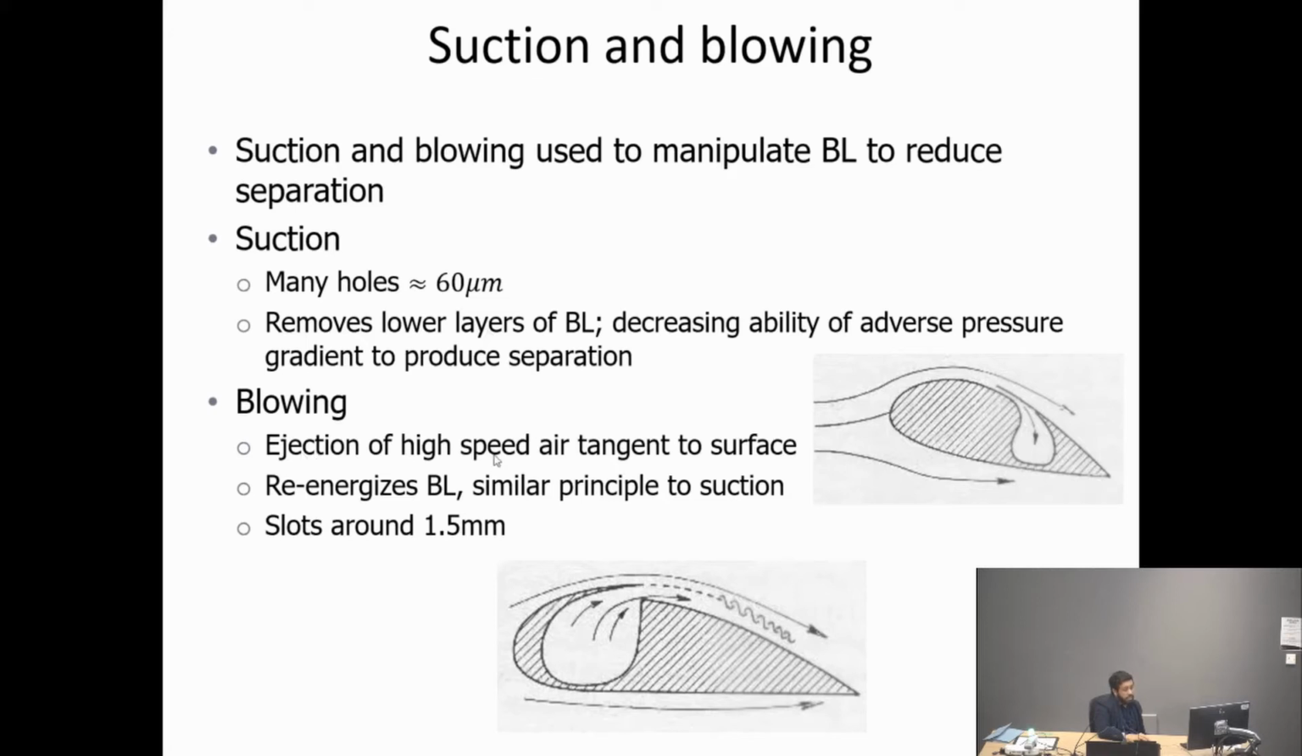Blowing does exactly the same thing. Here, from a blowing hole, we inject high energy fluid tangential to the surface along the boundary layer to give it more energy, and therefore it will sustain and separate later, at a larger angle of attack or a lot more operational range. Typically, the slot or hole size is 1.5 millimeters.